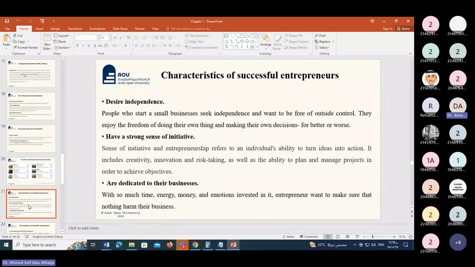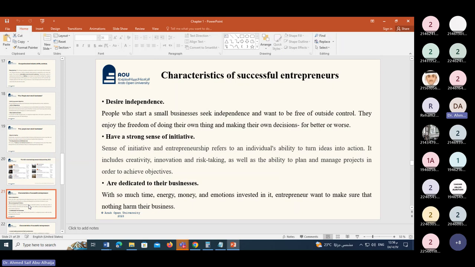Praise be to God. Okay, now we talk about the characteristics of successful entrepreneurs. Who are these successful entrepreneurs? What are their characteristics? Okay, what are the characteristics of successful entrepreneurs? One, desire independence. Again, back to this word, independence. Every time we hear this word, independence. Why do people want a small business? Because of independence.